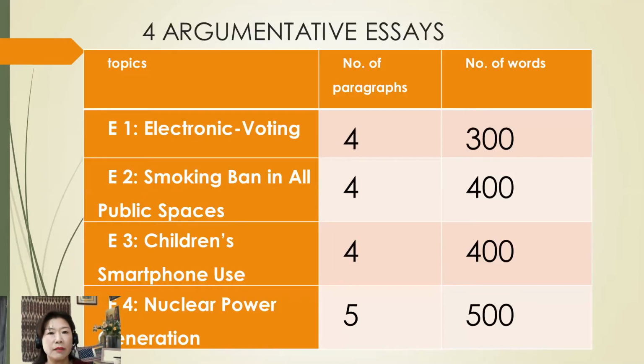Four argumentative essays were written by the students. The first topic was electronic voting. Second, smoking ban in all public spaces. 3, children's smartphone use. And 4, nuclear power generation. I required 4 paragraphs at first and finally 5 paragraphs. The word requirement was over 300 words to 500 words.